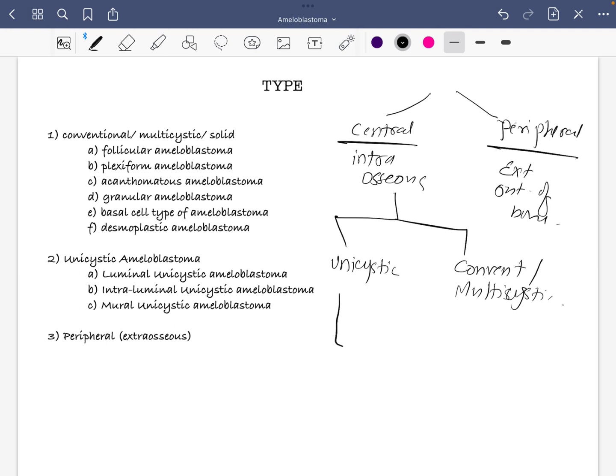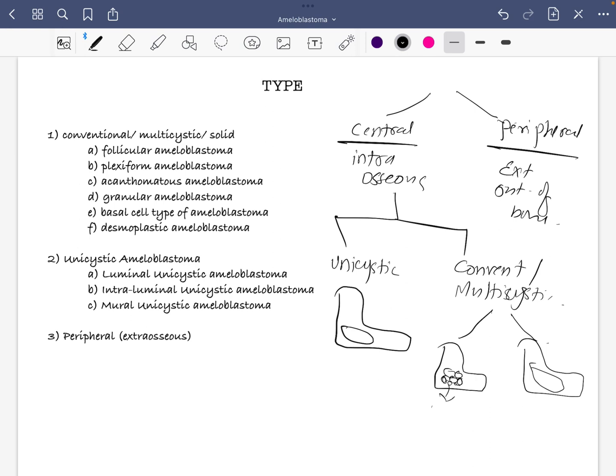Unicystic is when it's just one large cystic cavity. Multicystic is when you have multiple cavities like this. In multicystic, if you have multiple small multilocular lesions, it's a honeycomb appearance. And if you have one larger cavity divided by multiple septa, it's a soap bubble appearance.